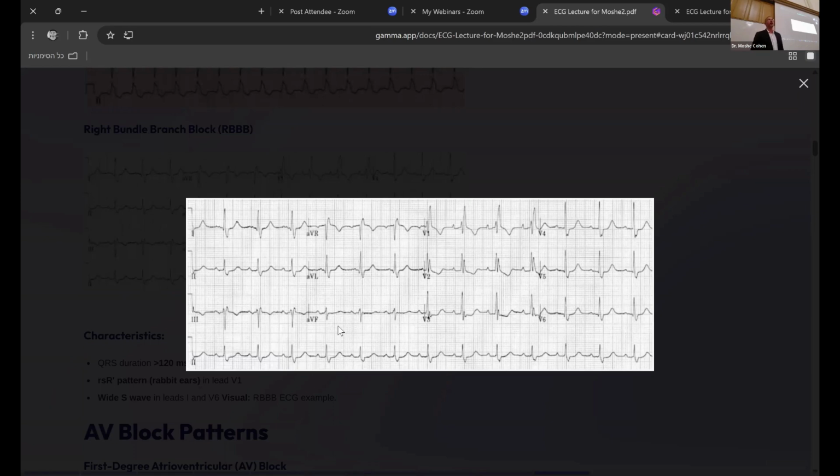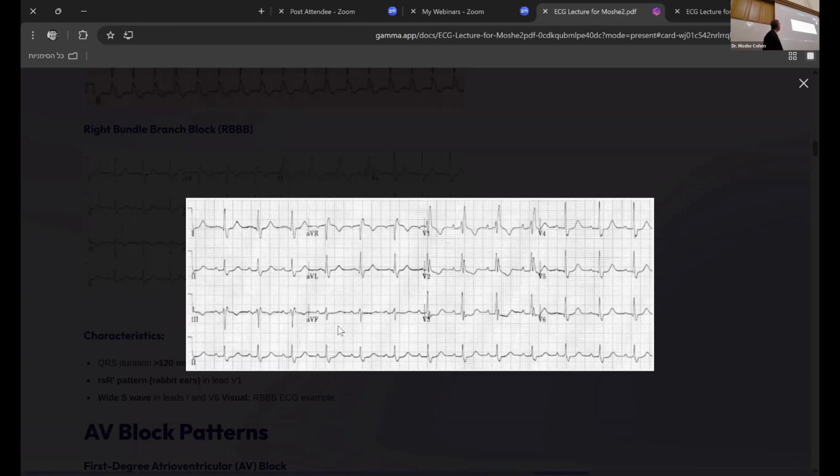What comes next? The intervals. What about the intervals? The PR interval from the P to the R. Is it less than one small square? Yes. So PR interval is normal, right? Okay. Then we have the QRS. Is the QRS normal?